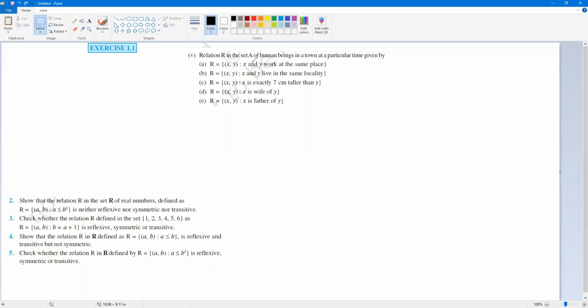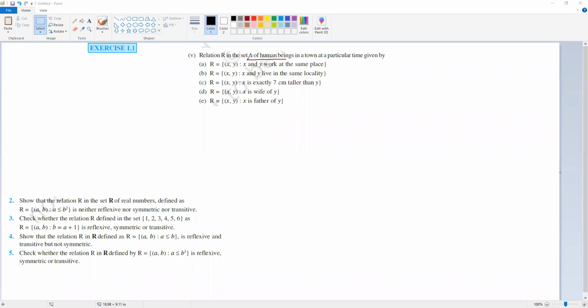So relation in a set of, okay, your set is the set of all human beings in a town at a particular time. Say for example, the set of all human beings. उसमें से मेल भी आएगा, फीमेल भी आएगा, सभी आएगा. जैसे in Parthur or in Jalna on July 1st or whatever it is, a particular time. Now, first one, the relation is like this: x and y work at the same place. Reflexive है क्या?